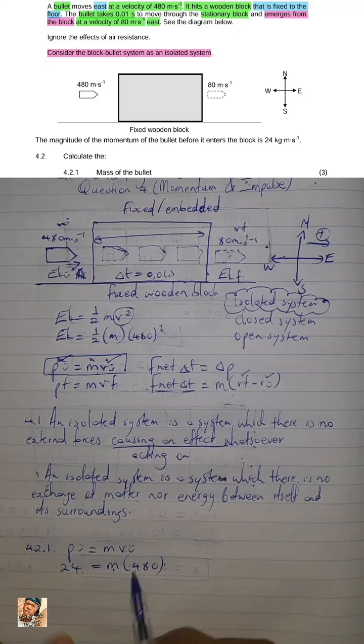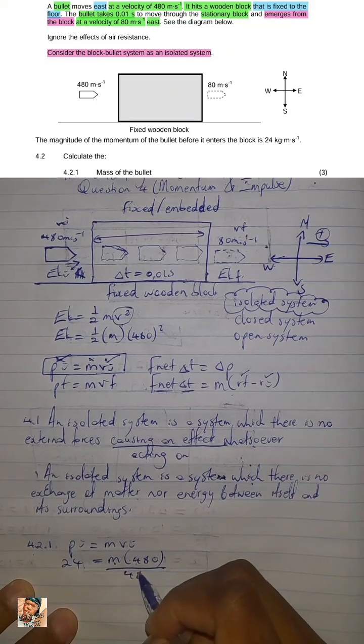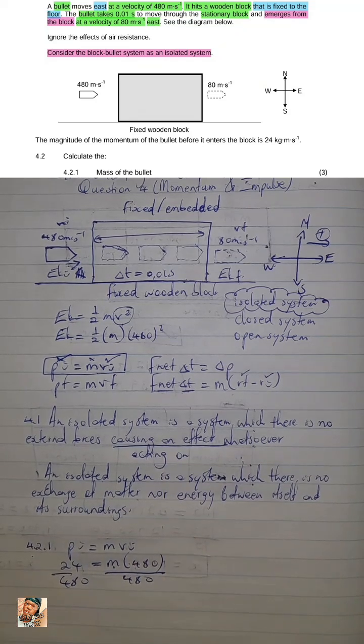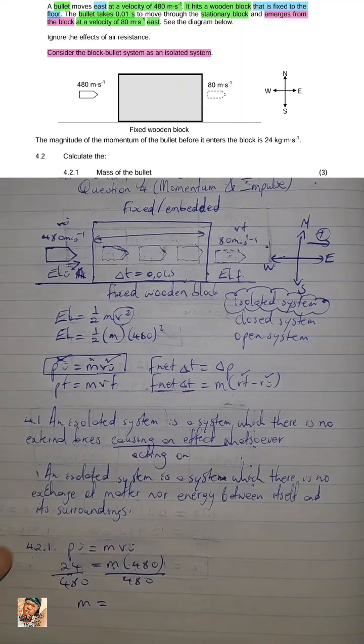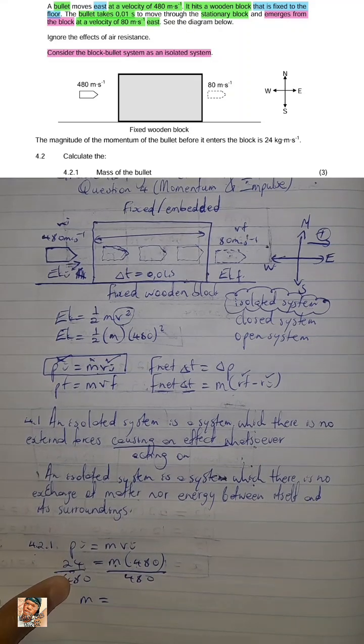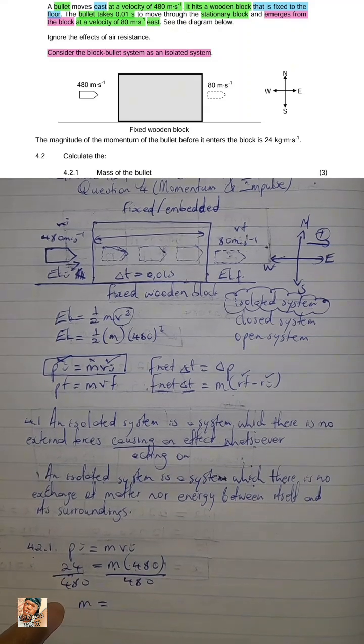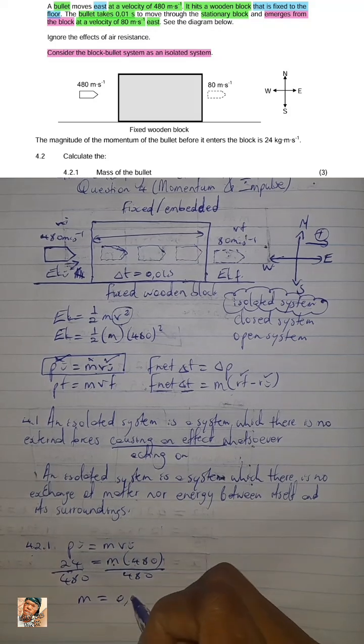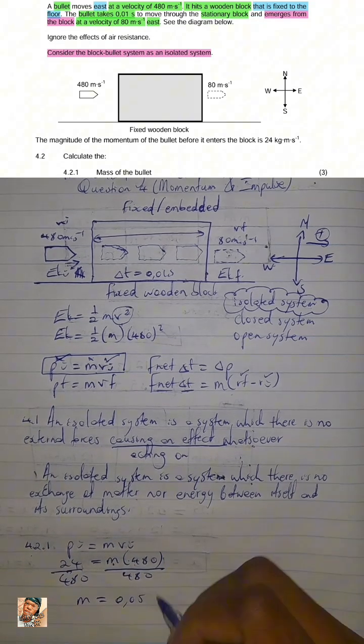Because we're looking for mass, we're going to divide both sides by 480. Therefore, the mass of the bullet is going to be equal to 24 divided by 480. I know that 24 divided by 48 is half. So I'm going to multiply half by 0.1, which is going to be 0.05 kilograms. Don't ask me how I got that.